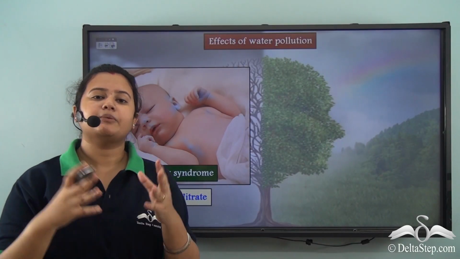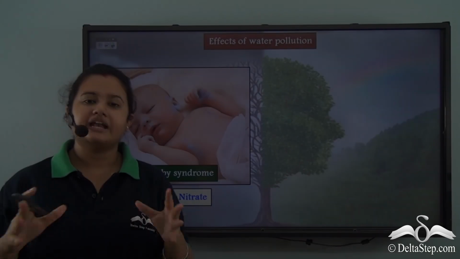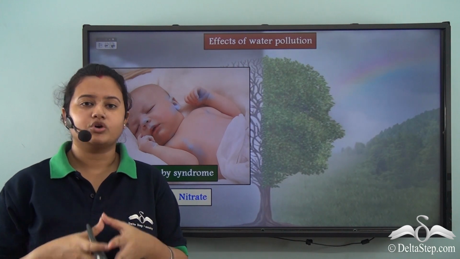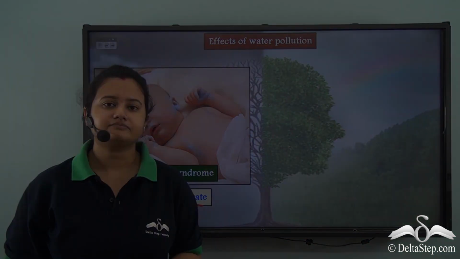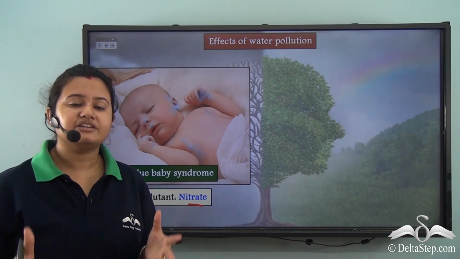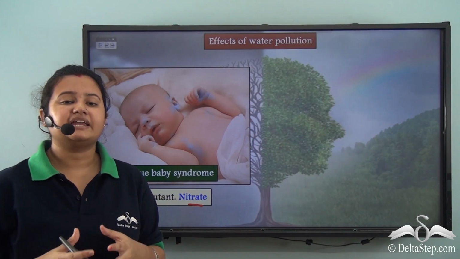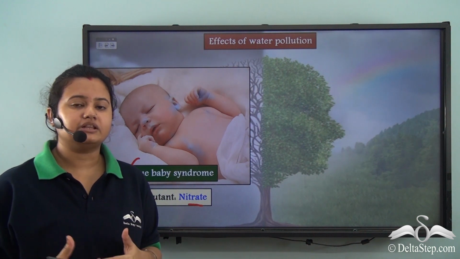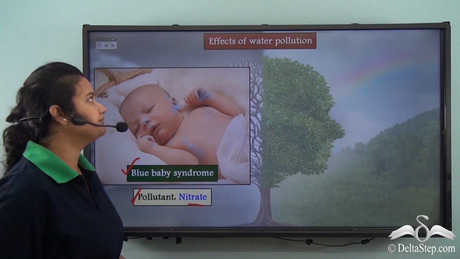Now, as we have read in our previous lesson, industry is a major source of water pollution. Industries release a large number of untreated inorganic pollutants into the water bodies. Some of them are nitrate or fluoride. Nitrate is indeed a harmful pollutant and can lead to severe health issues. For instance, if excess nitrate is present in water bodies, then it can lead to blue baby syndrome. Nitrate actually interferes with the oxygen carrying capacity of blood and it leads to blue baby syndrome.